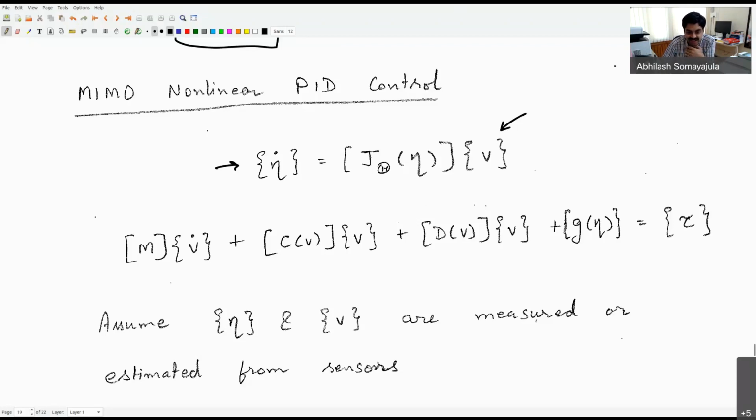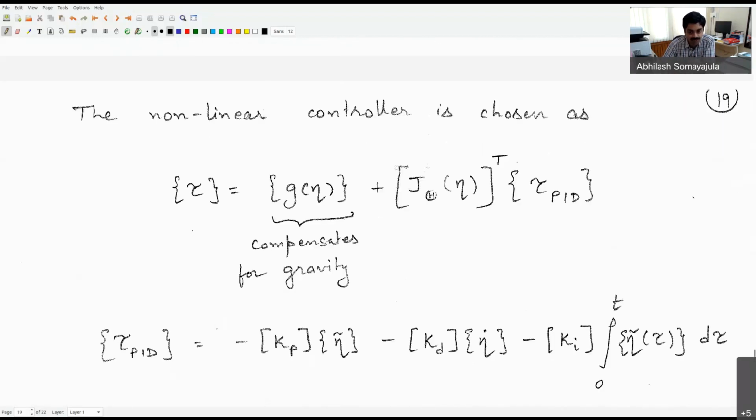Now, the idea here is that we will assume that eta and v are known to us. This control methodology will only work as long as I have complete knowledge of where my position is and what my velocities of the vehicle are. I'm assuming that either I'm directly measuring those quantities or I'm estimating them using a state estimation method. We have not talked about state estimation so far, but just imagine that we know those quantities. If I know all of these quantities, then I can devise a control law which looks like this.